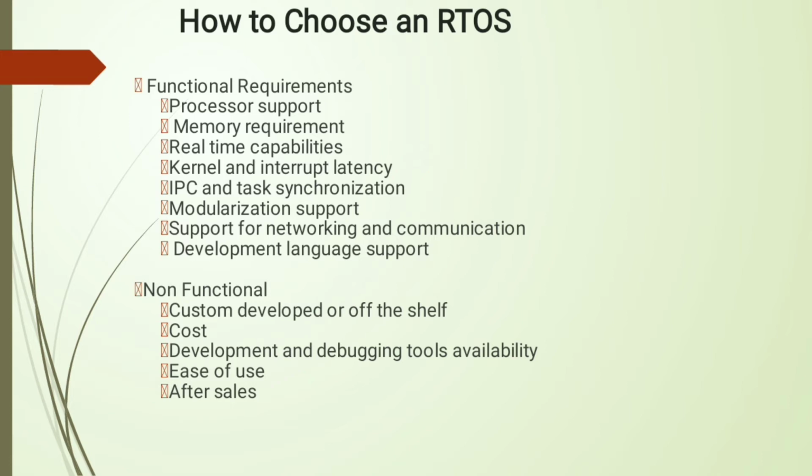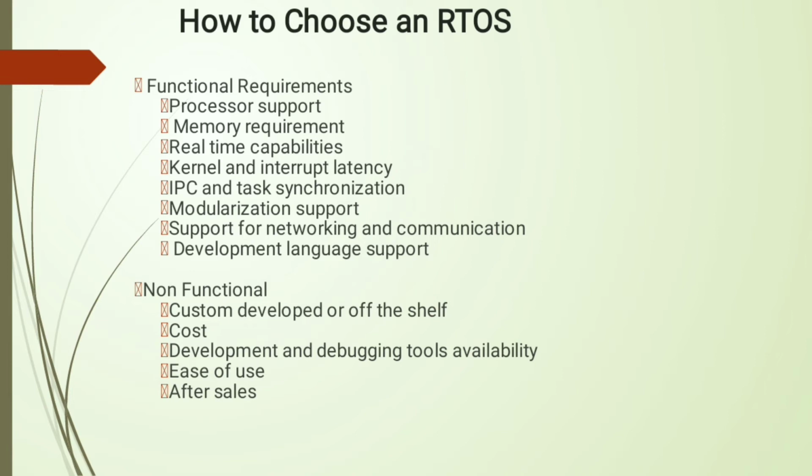Okay, and now we are going to consider the functional requirements. And the first one is the processor support. So it is not necessary that all RTOS will support all kinds of processor architecture. So we need to consider the processor that we need to support. So it is necessary to ensure that the processor support is effectively done in the case of the RTOS that we have chosen. Okay, and it is according to the application or the system requirement.